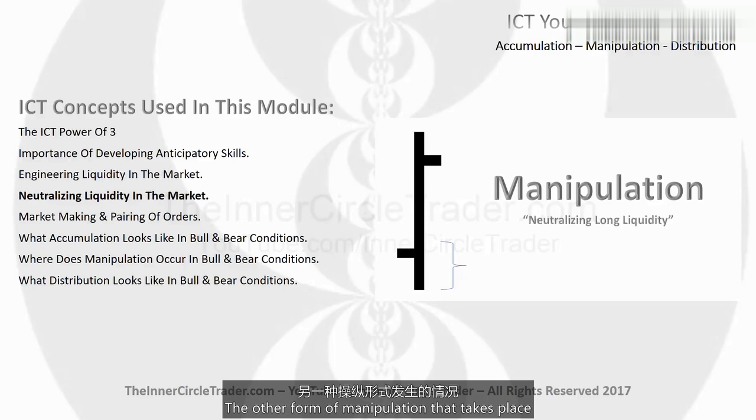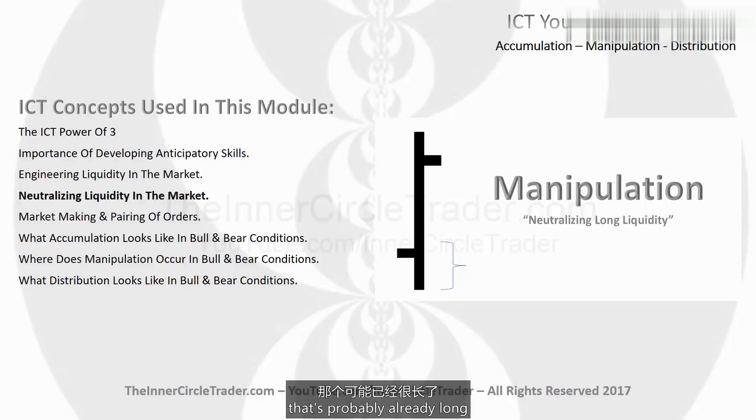The other form of manipulation that takes place when it's bullish is neutralizing long liquidity. That means there are individuals that are probably already long or just recently bought near the opening price, and the drop down below the opening price will upset their long position. In other words, it'll just run their stop. Not to engineer them into a new lower entry, but to knock them out of an initially well-placed position.